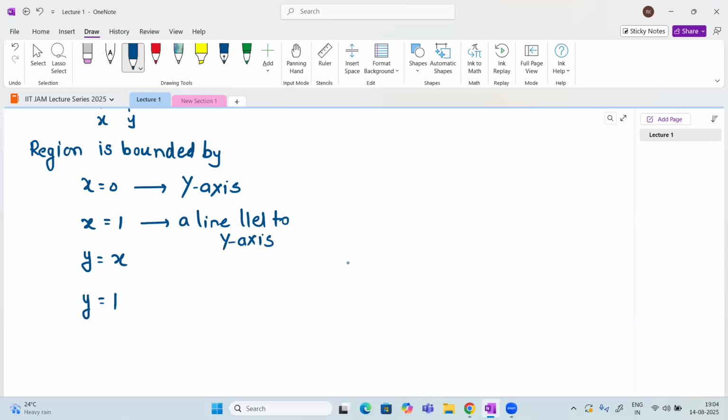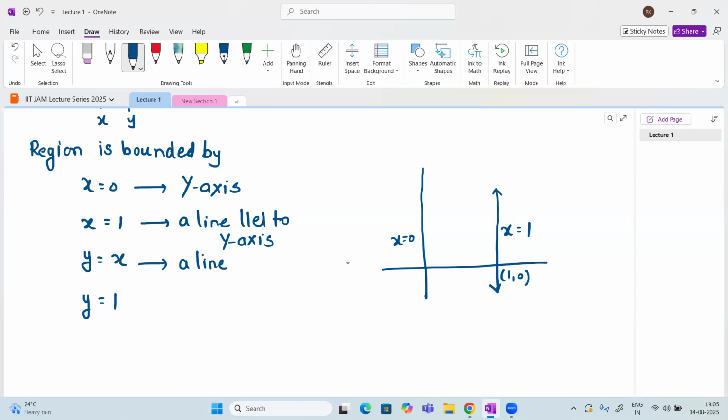Okay, so let me show here simultaneously the y-axis and x-axis. x is equal to 0, that is the y-axis. x is equal to 1, that is a line parallel to the y-axis, which passes through x is equal to 1 here. y is equal to x is a straight line passing through the origin at an angle of 45 degrees. Since the power of both variables is 1, it is a line.